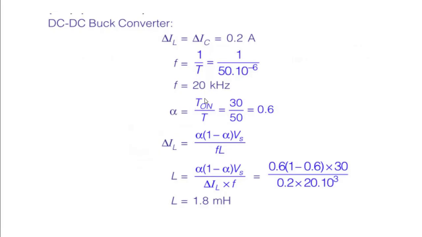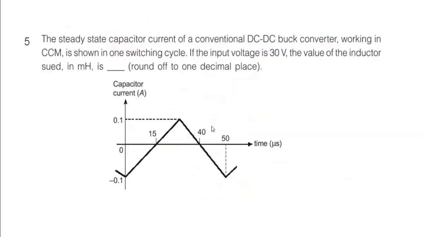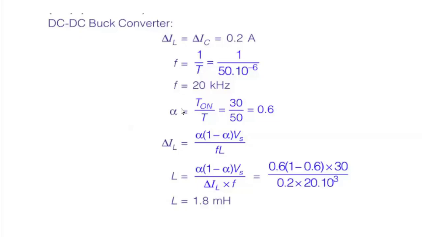And the duty ratio is T on by T, which is equal to 30 by 50. So 30 is this one. During the on period of the switch, the capacitor current as well as the inductor current rises from the minimum value to a maximum value. So the turn on time is 30 microsecond. The duty cycle is T on by T, which is 30 by 50, equal to 0.6.